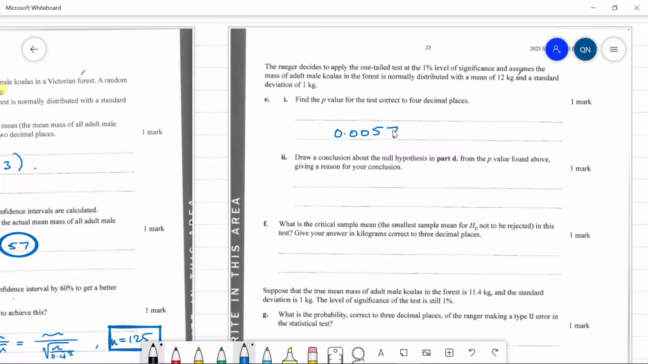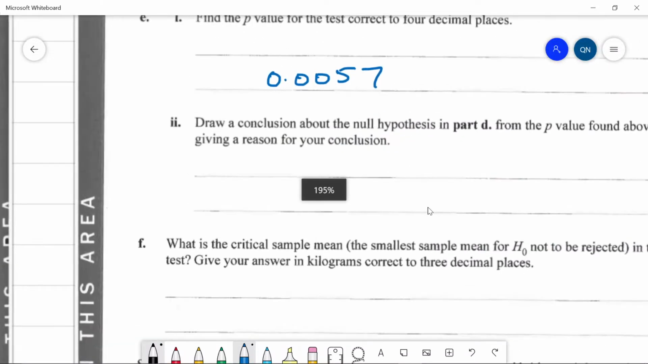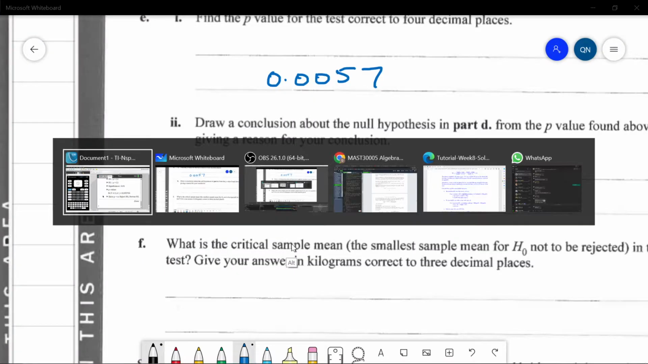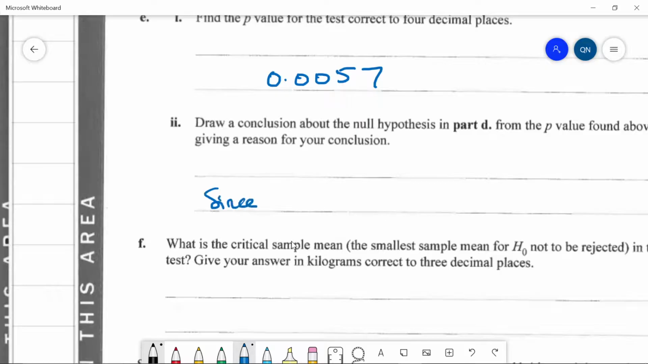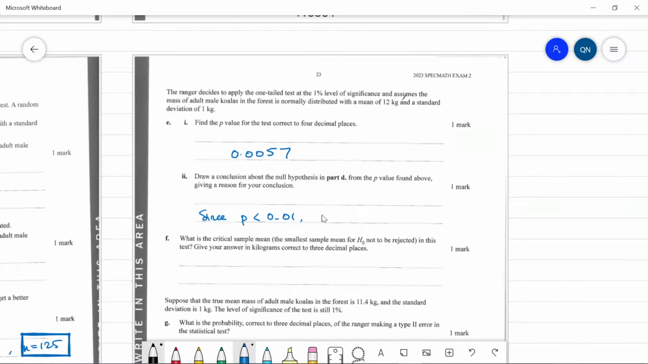Draw conclusion. Since p is less than alpha, you can literally just copy this down. Did I say p hat before? I meant the p-value. The p-value is less than 0.01. What we're going to do is reject H0, favor H1.